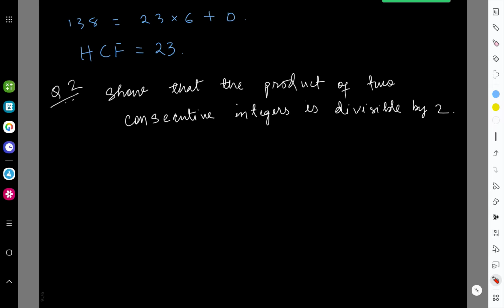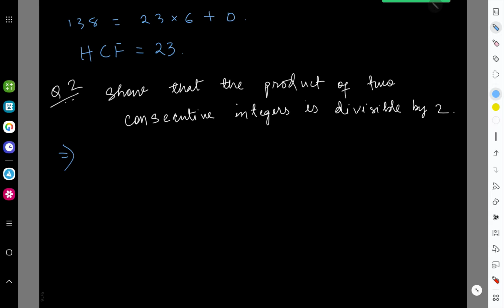So that means we will be using the general form n plus 1, and since it's 2, we'll be using this. If it mentioned 3, then you will have to use this, but since it just mentioned two consecutive integers, we will just consider n and n plus 1.